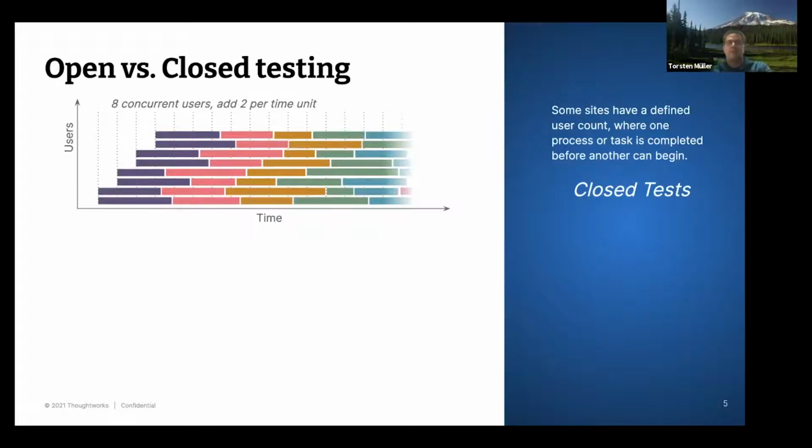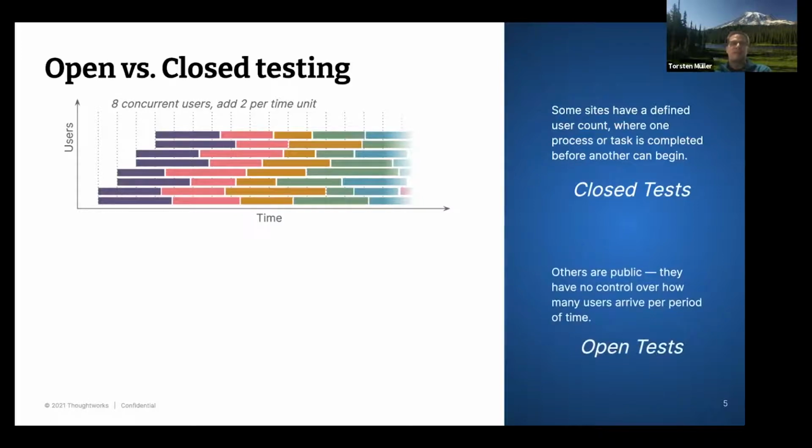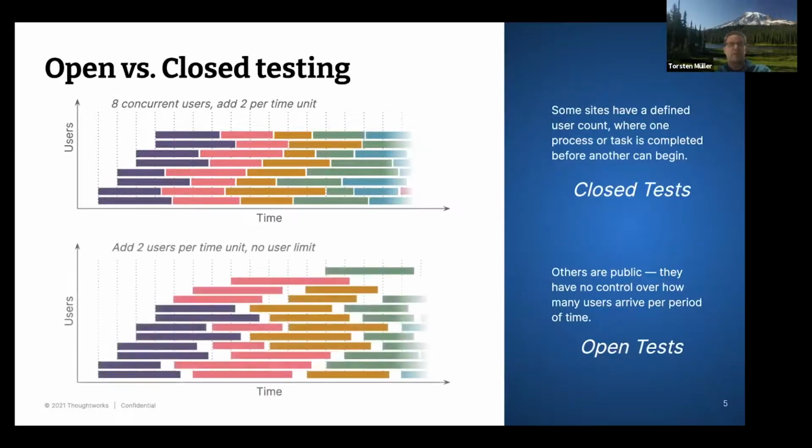And of course, if there's a closed test, there also is an open test. That's probably something that we all think of as consumers. We think of the Amazons, the Airbnbs, the ride-hailing websites. They're all open. So that means there's no set number of users. You have a big sales event, like Black Friday in the United States, and you get flooded with a certain number of users per second. And so for that, this will look very different.